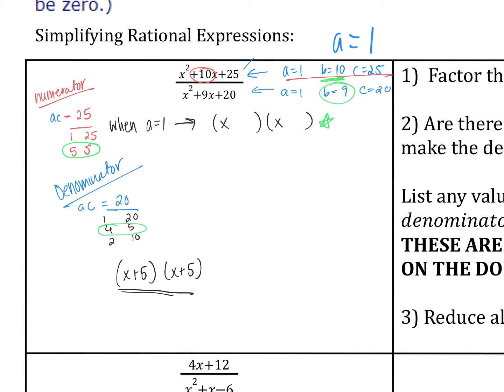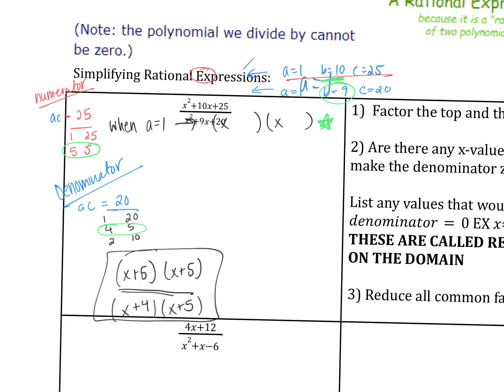Now, in this case, also, A is 1. So I know that I could just write two parentheses with an x in front. Then all I'm going to do is fill in the factor pair that I chose. So I have now simplified my rational function. That's what a simplification of a rational function is. But I'm not done yet, because all I've done is factored.